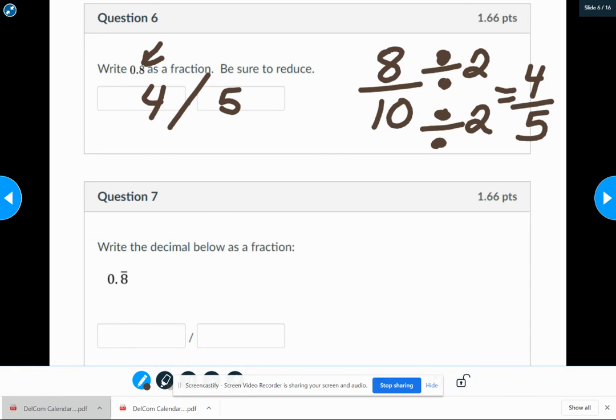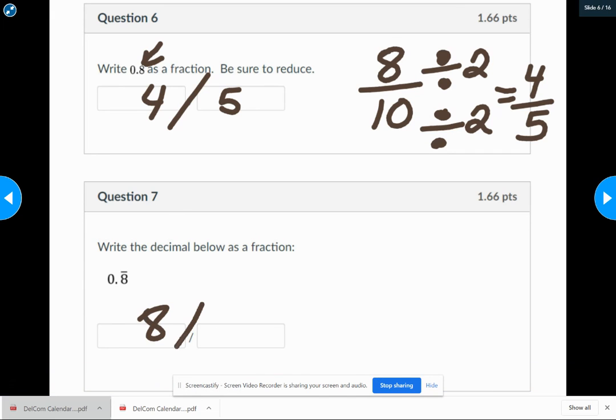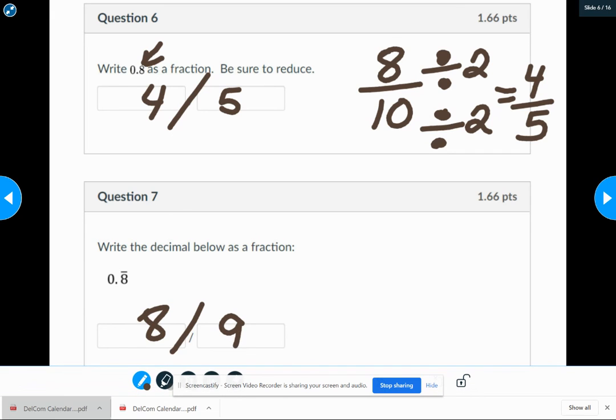Okay, number 7, 0.8 repeating. Instead of it being 8 over 10, it's 8 over 9. Okay, there's another video for some more problems on this quiz.